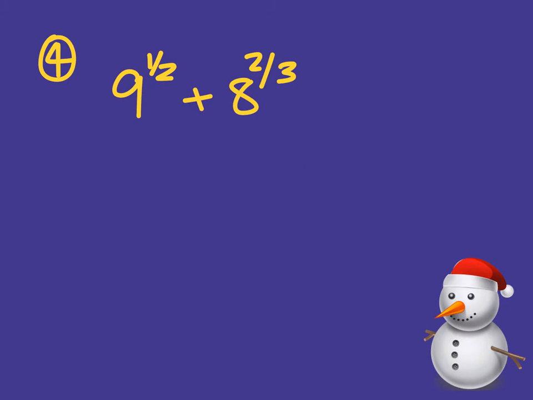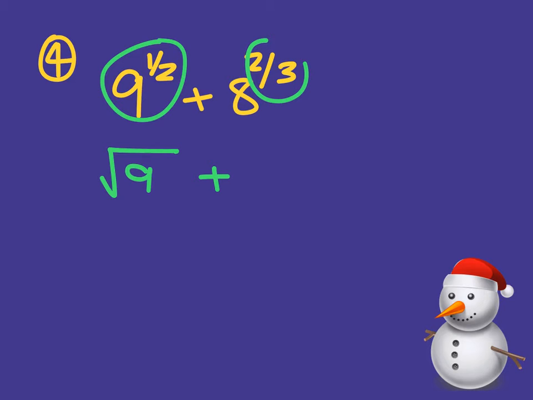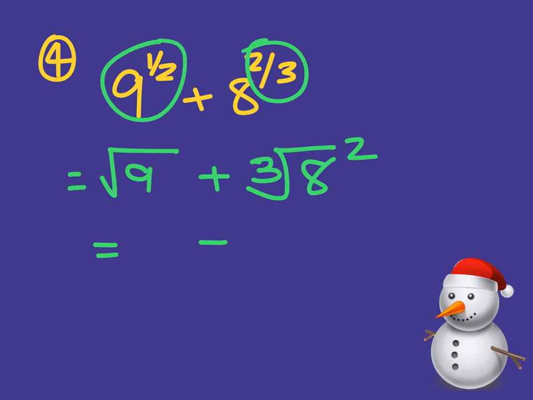Question 4, okay, the one that was in the test that we made a wee bit of a mess of. 9 to the power of half. Well, you should know that power of half means square root. So turn that into a square root. 8 to the power 2/3. Again, you should know that that means the cube root of 8 squared. So work out each of these, add them together to get your final answer.